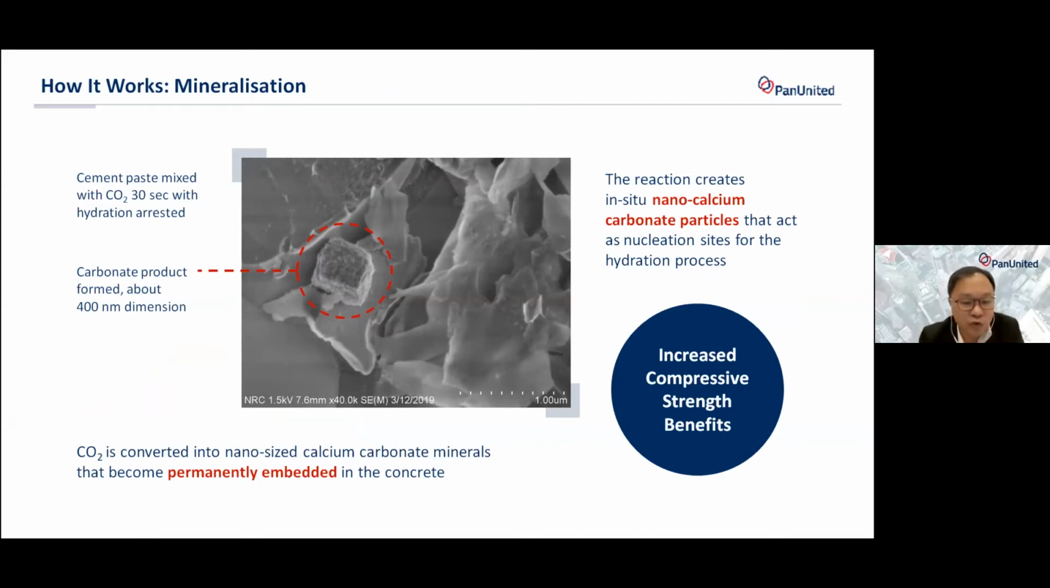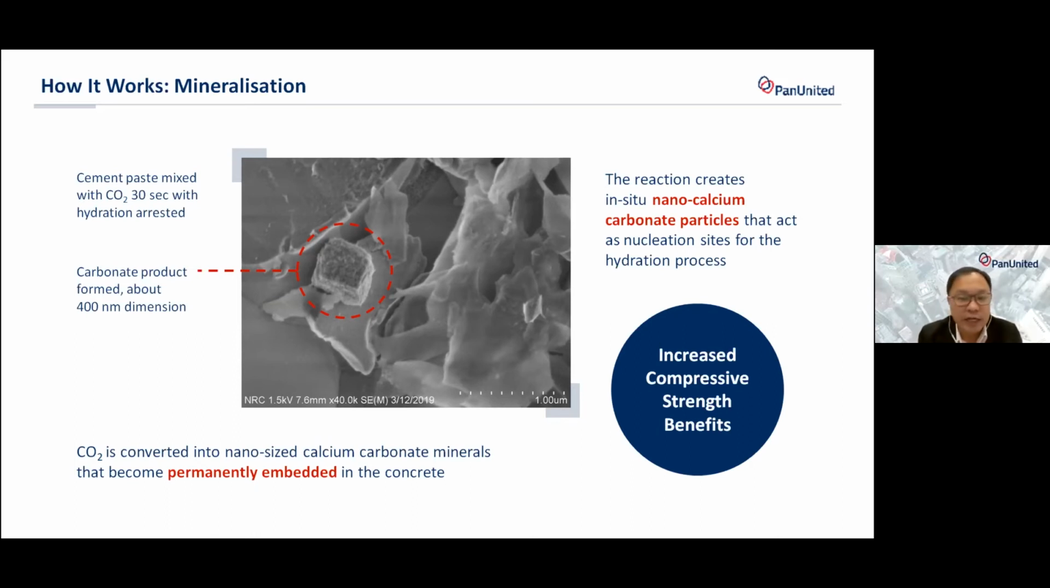And a thing to note is that when the CO2 is converted into nano calcium carbonate, it will become permanently embedded in the concrete. It is very important to stress this point, because when we introduced this technology in Singapore, we were asked what will happen to the CO2 injected during concrete production after the building reaches the end of life.